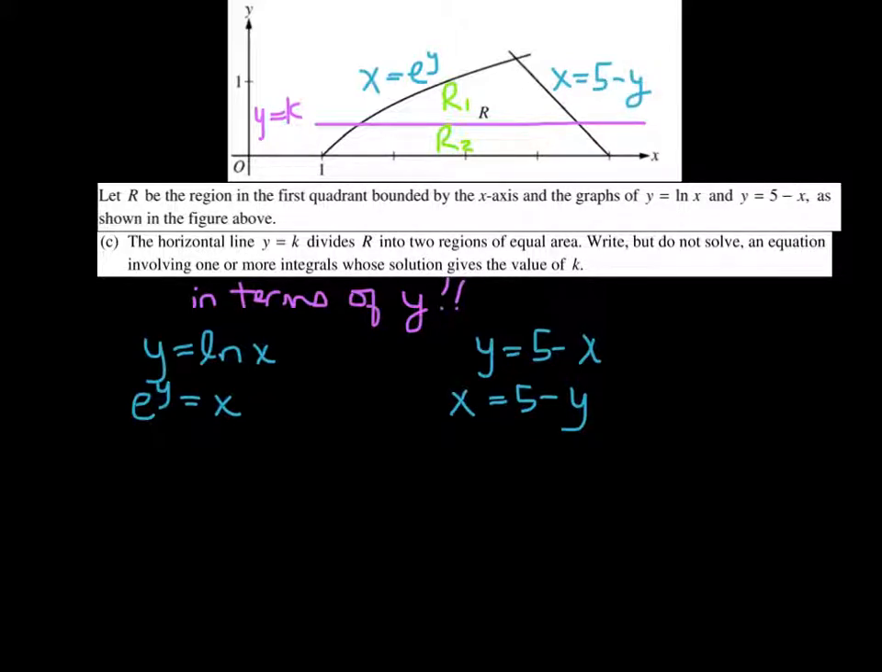The other thing I need to do is find my bounds in terms of y. Obviously my lower bound here is 0, so that one's fine. And then I know my k here. So I have 0, I have k, and then I need to know this intersection point up here, which I'm going to call B.